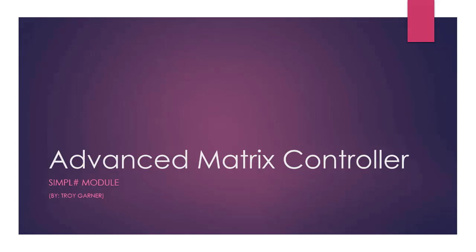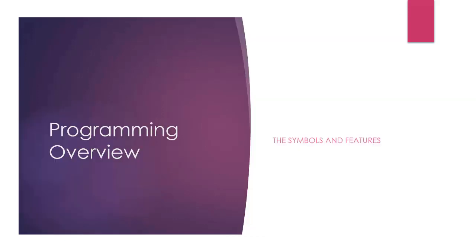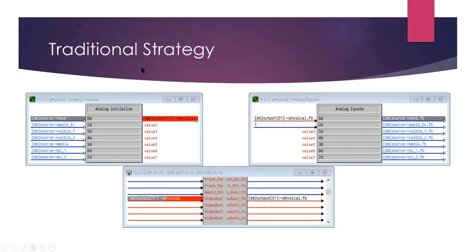And so that took me on a venture to create a new Simple Sharp module that I think is pretty cool. So we're going to dive into the module itself, specifically the programming portion, and the symbols and their features. But before we get too far into that, I'm going to talk about a traditional strategy of programming just a single output on a matrix device in this case.